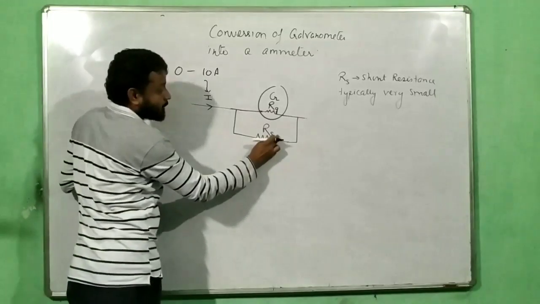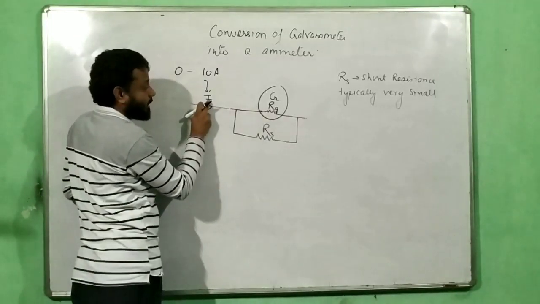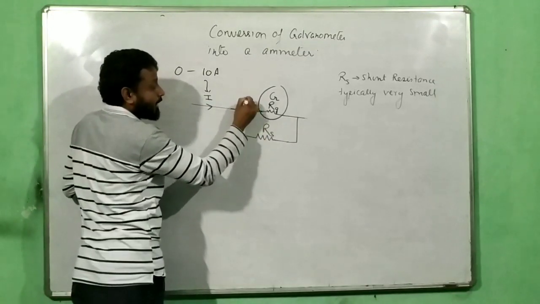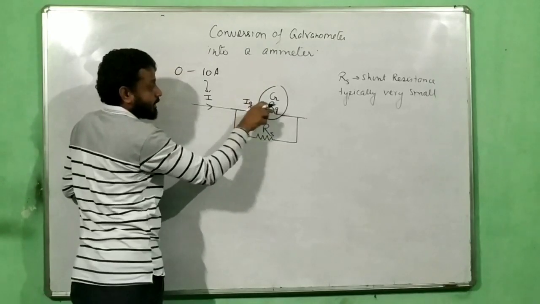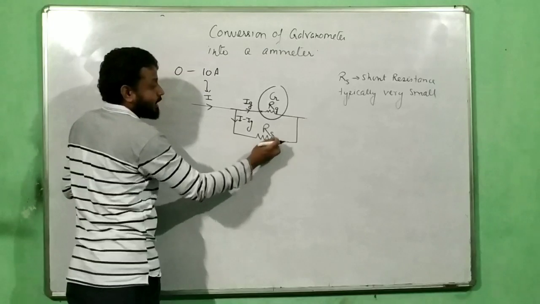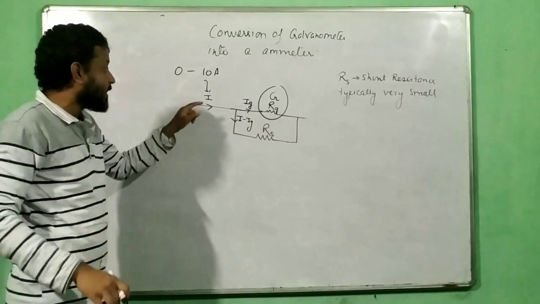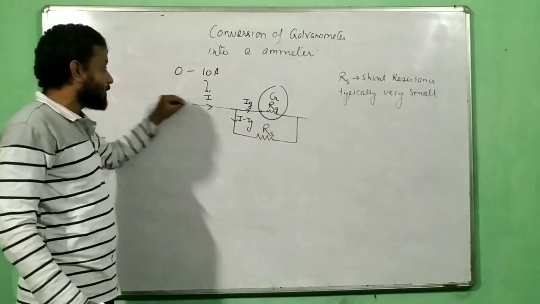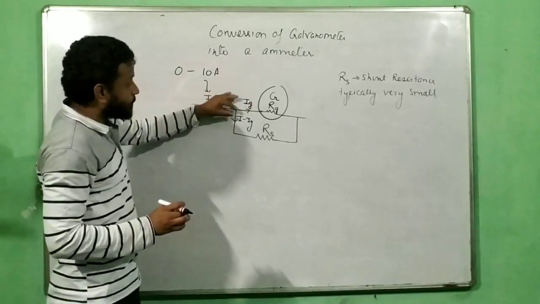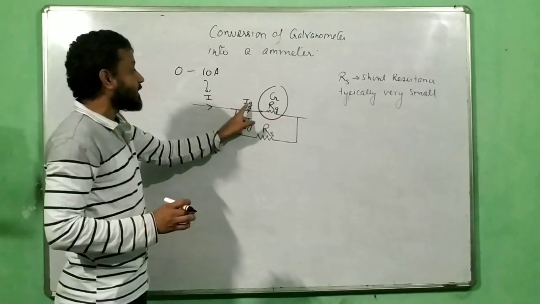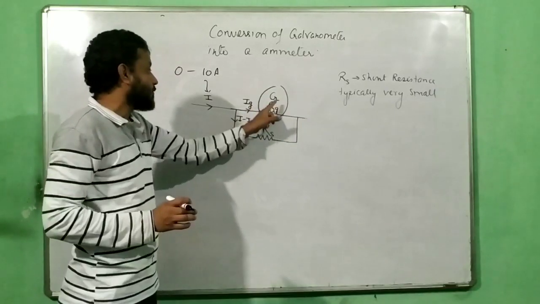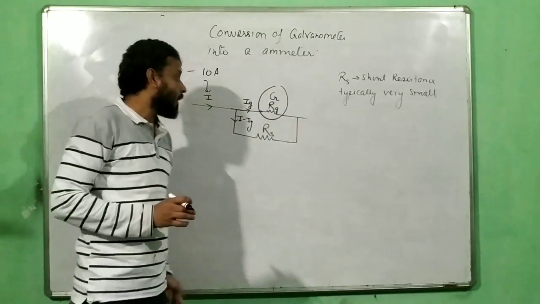Now this Rs should be chosen in such a way that when the maximum current comes into the circuit, only the Ig is allowed to pass through the galvanometer, and the remaining I minus Ig will pass through Rs. So when the maximum current I flows in the circuit, the current will split in such a way that Ig, the maximum tolerable current for the galvanometer, flows through the galvanometer, and the remaining flows through Rs.